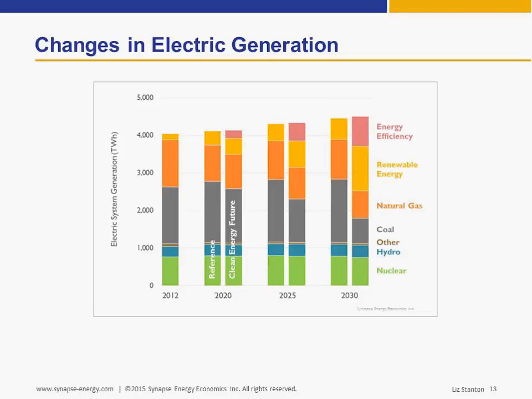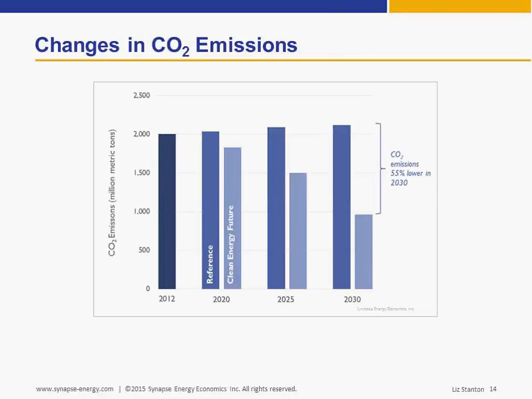So look through here, you can see less coal and less natural gas in the clean energy future than in the reference case. You see renewables growing in each of the time periods, and you see efficiency growing in each of the time periods.